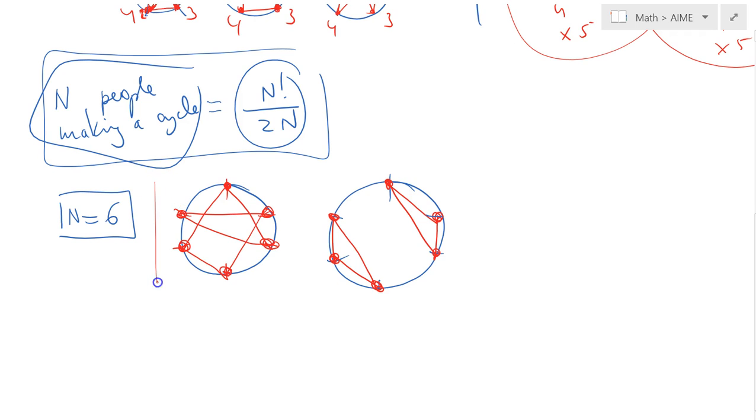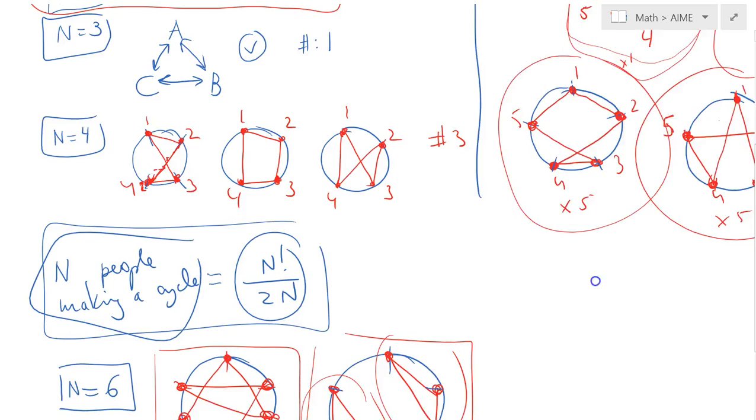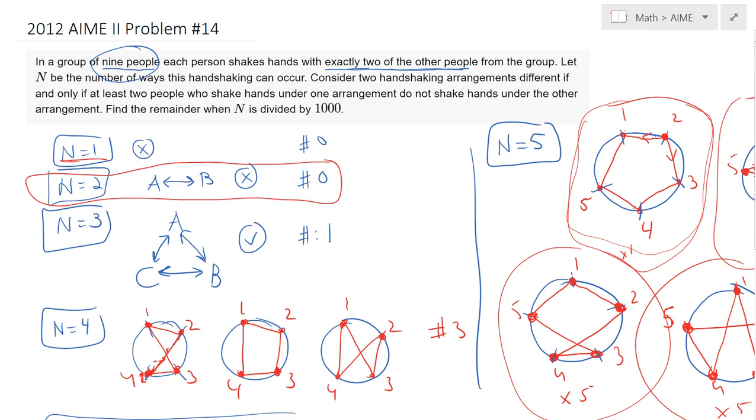So how many ways can I count each one of them? We know how many different ways to count this one. We just learned it: 6 factorial over 2 times 6. And then you would think of this as 2 different 3 by 3 things, and each one has 1 way to do it. So now we get the main idea. Let's go back to our problem and finish this monster.